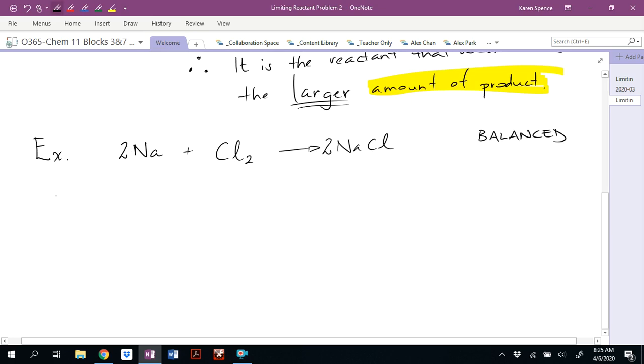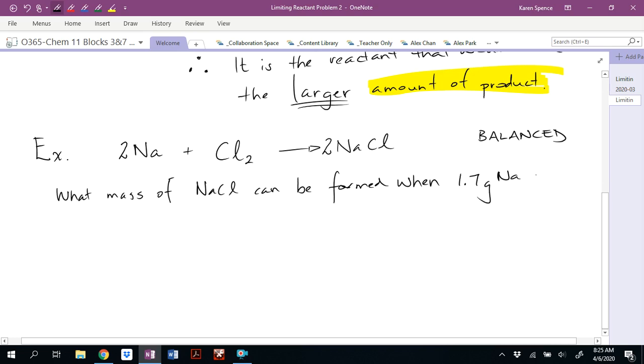And our question here is what mass of sodium chloride can be formed when 1.7 grams of sodium and 2.6 liters of chlorine gas at STP are reacted.